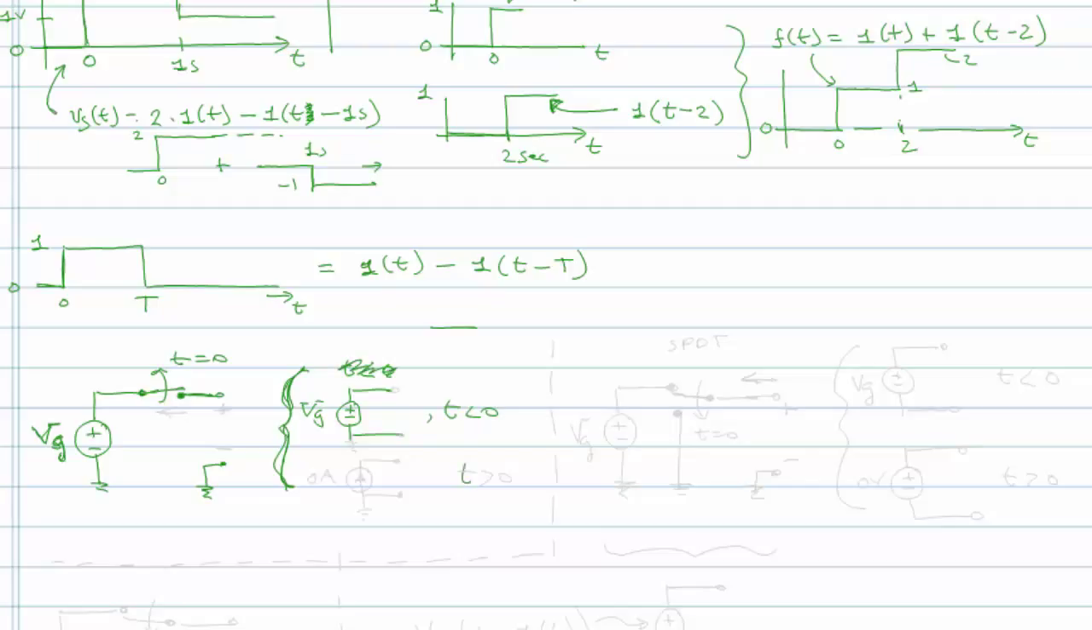But when t is greater than 0, the switch is open. And so we have basically an open circuit, if you will. Okay? And what we can replace that with is we can leave it open, or we could also put it in as a current source and say it's 0 amps.